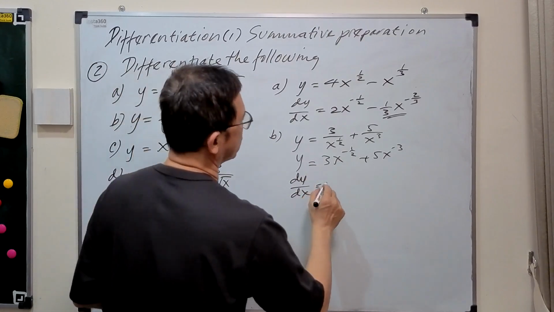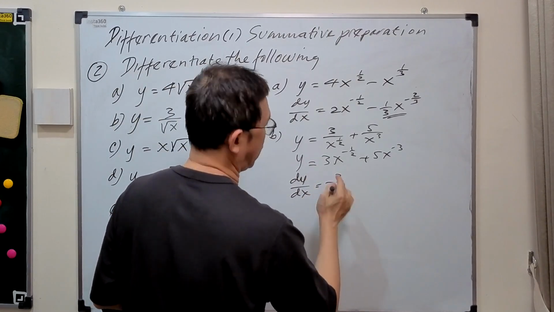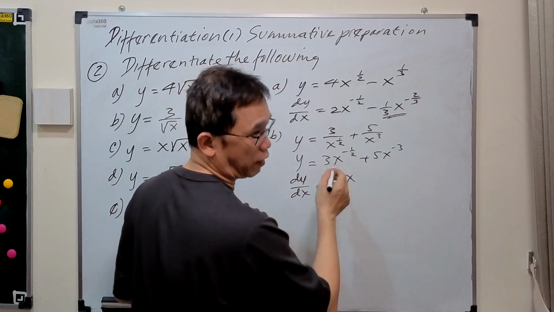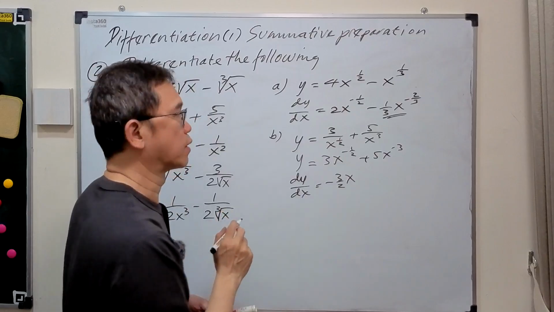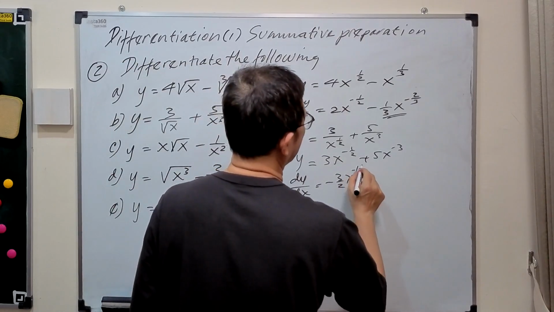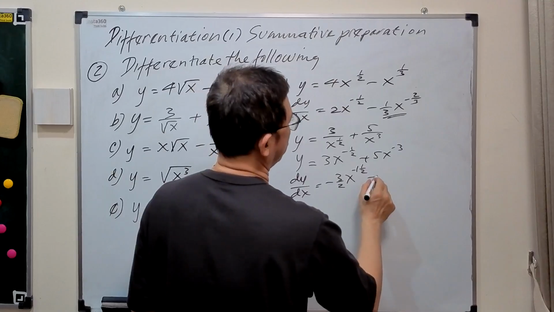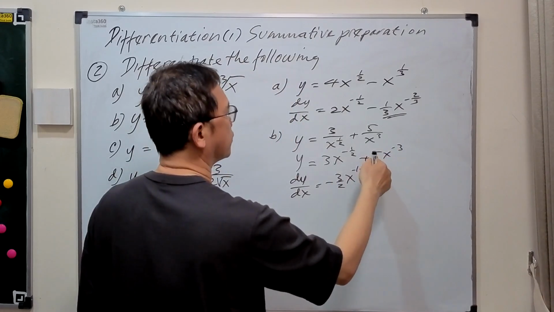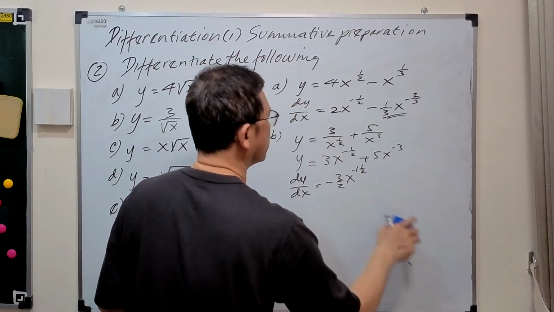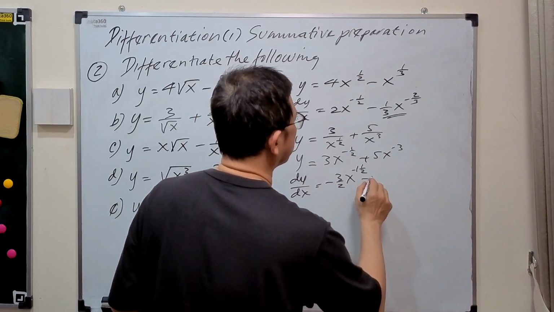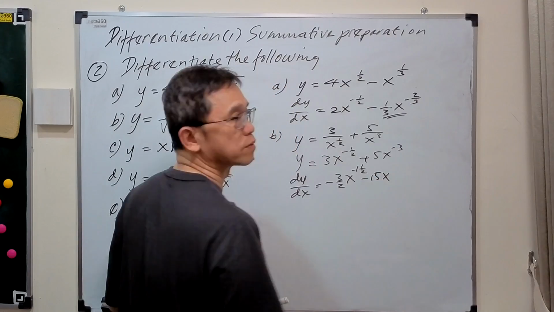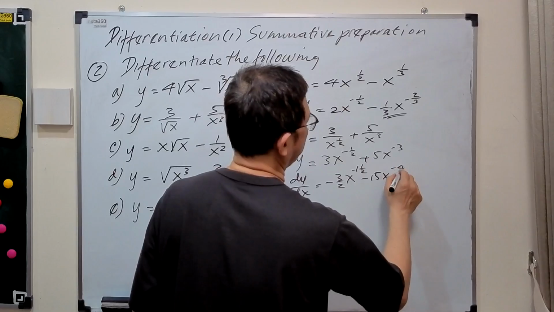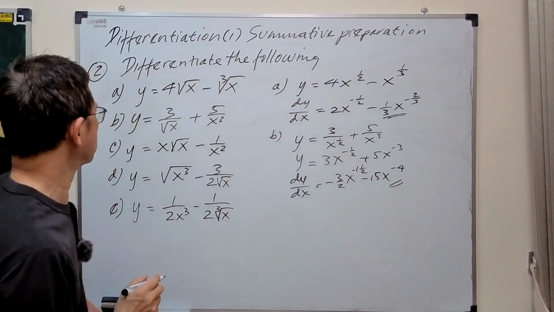So this will be -3/2, because negative half times 3. And then x to the power of negative half minus 1. This will be -1.5. Then if you multiply the -3 to 5, this will be -15. Let's subtract the -3 by 1. Correct, -4. So this is the answer for B.